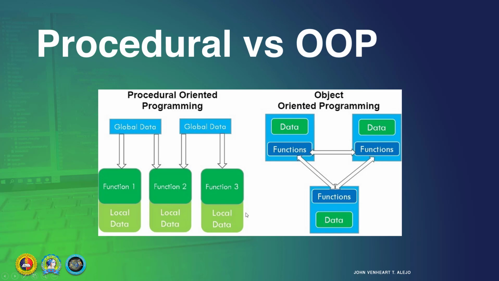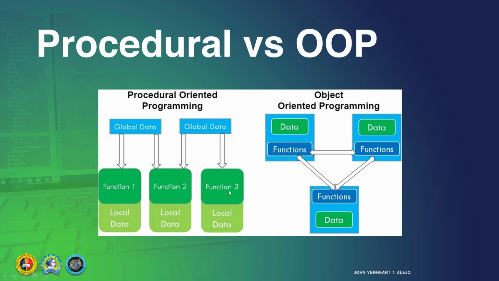All the data declared in that particular file can be accessed by every function. So the governor may be in Dumaguete or wherever, but the power he has will reach whatever city or barangay you are in right now. So that is the global data.